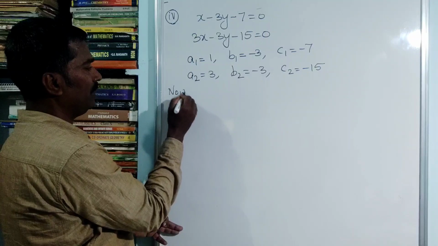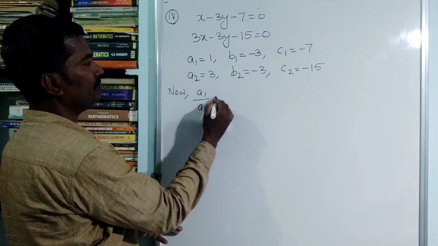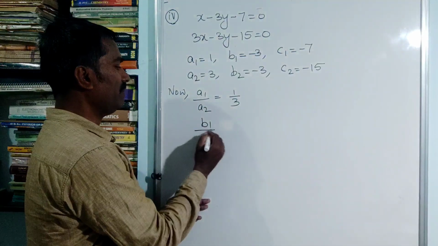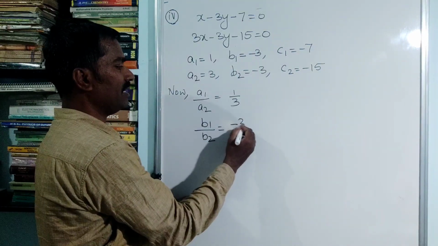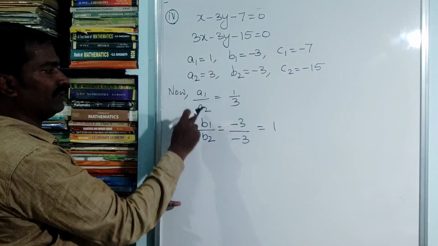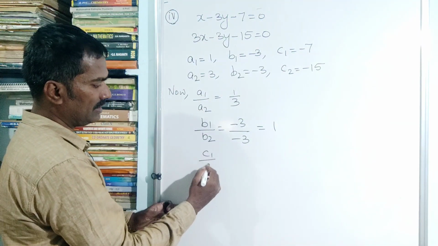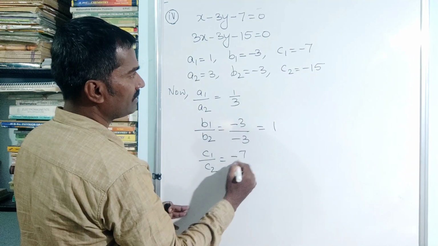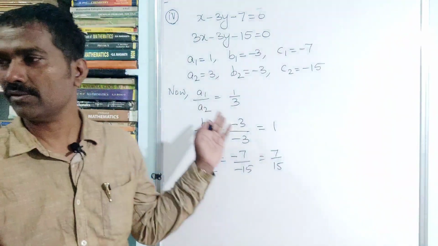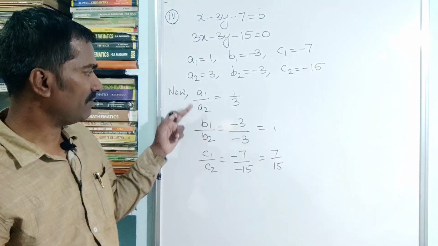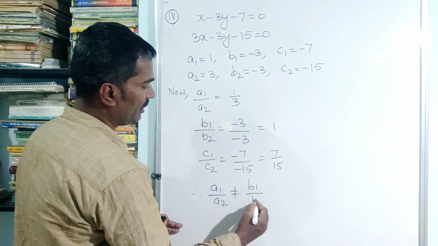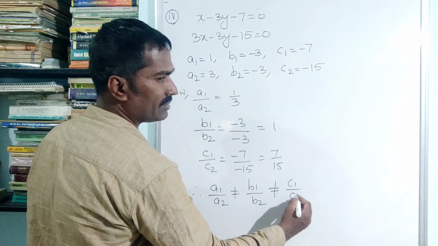Now we'll do the ratio of a1 by a2, which is 1 by 3. b1 by b2, b1 is minus 3 divided by minus 3, which gives an answer of 1. Both are not equal here. a1 by a2 is not equal to b1 by b2. Let us come to c1 by c2 now. Minus 7 by minus 15, minus cancels, 7 by 15. We observe that none of the ratios are equal. That is, a1 by a2 is not equal to b1 by b2, which is also not equal to c1 by c2.